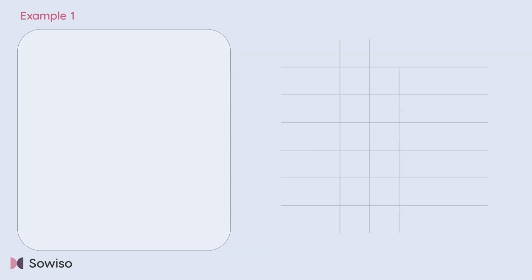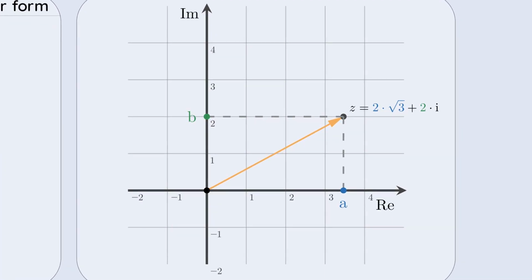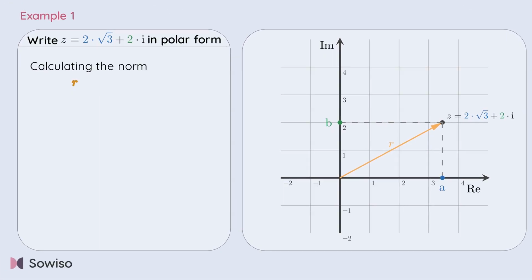Let's look at an example. We want to write 2 times the square root of 3 plus 2 times i in polar form. We can represent this complex number as a point in the complex plane. First, we calculate the norm of z. The norm r is the length of the position vector of z. Using the Pythagorean theorem, we can see that r is equal to the square root of a squared plus b squared. After substituting our values for a and b, we can see that this expression simplifies to the square root of 16, which is 4.